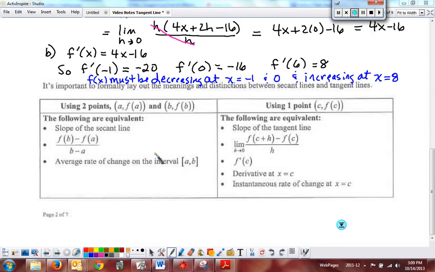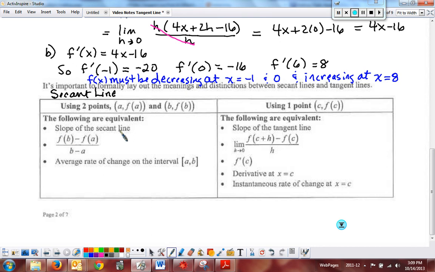All right, now coming back, let's just lay out all the meanings and distinctions between all of our formulas and things that we've been talking about. Typically, over here is where we're talking about the secant line. In the secant line, what you're basically saying is that if I want to find the slope of the secant line, I really need 2 points. So notice I'm doing specifically f of a and f of b. So all of the following things are equivalent.